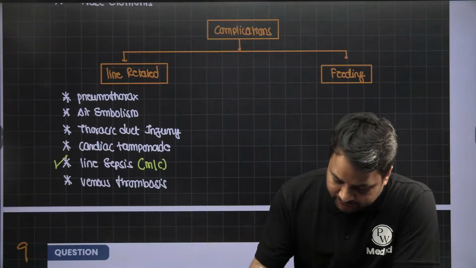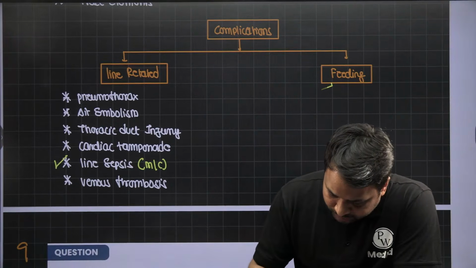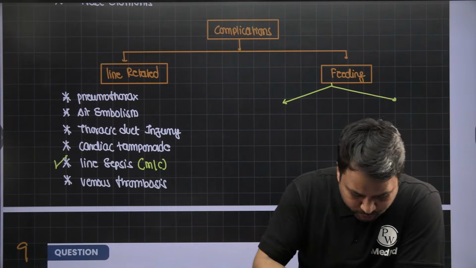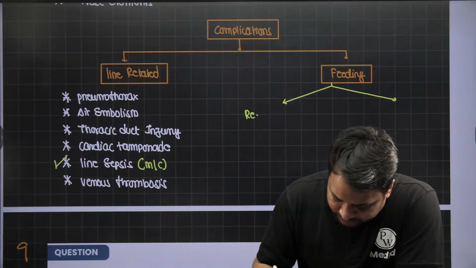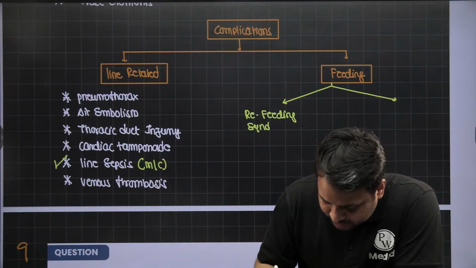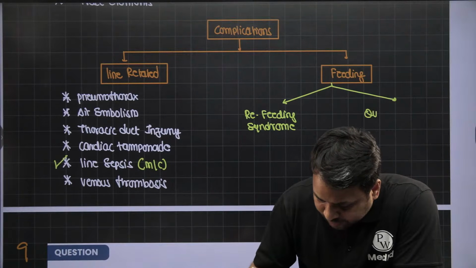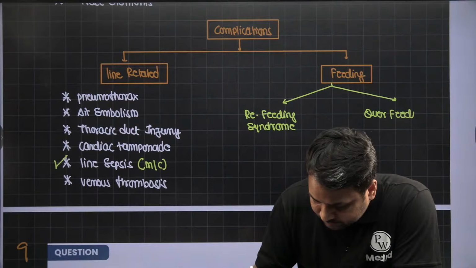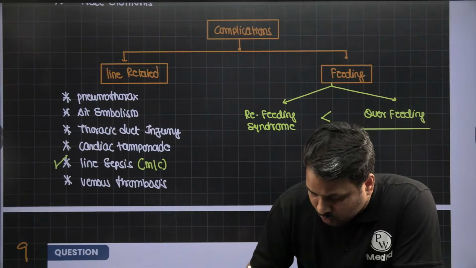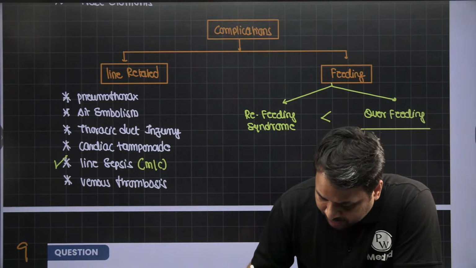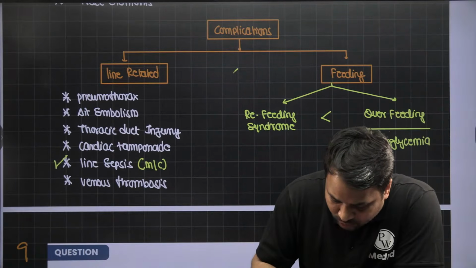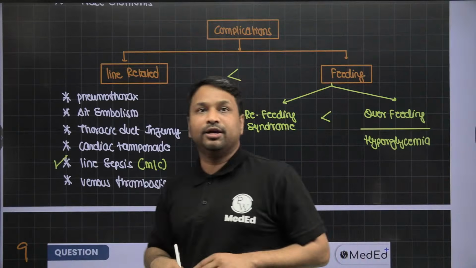When we talk about feeding related, you have either overfeeding or it is going to be nutritional deficiency. So either it can result in refeeding syndrome, or it can result in overfeeding. Always overfeeding is more common when compared to refeeding syndrome. So overfeeding will be associated with hyperglycemia. And remember, feeding related complications are more common when compared to line related complications, right?